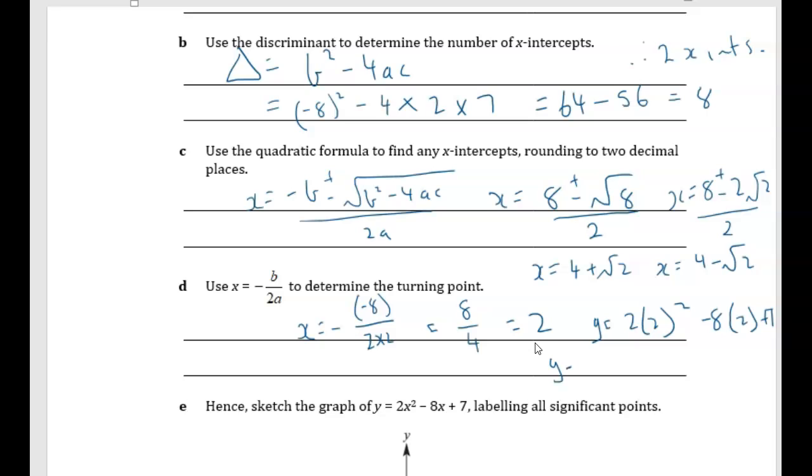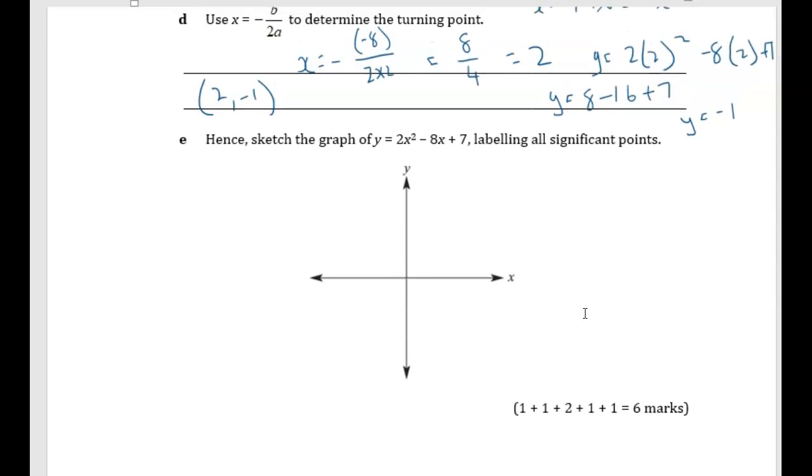So we've got y equals 2 squared is 4, 2 times 4 is 8, minus 16 plus 7. So we've got y equals negative 8 plus 7 is negative 1. So your turning point is at (2, negative 1). And now we've got to sketch it. So, all right, let's start with our y-intercept is at 7. Our turning point is at (2, negative 1).